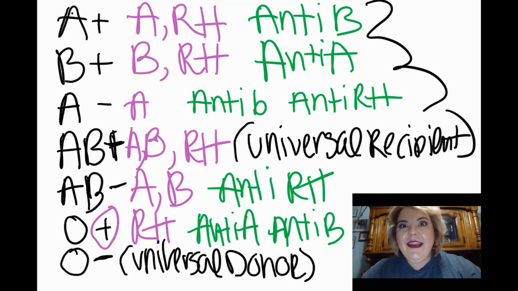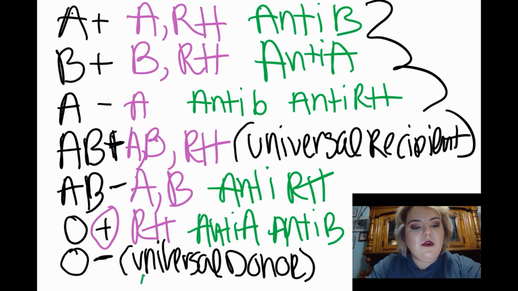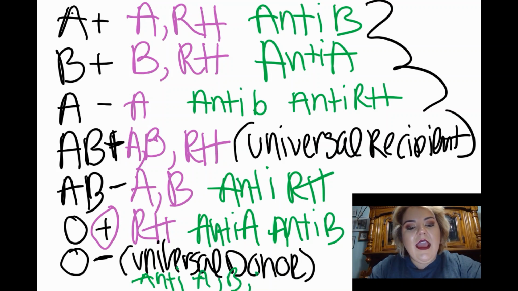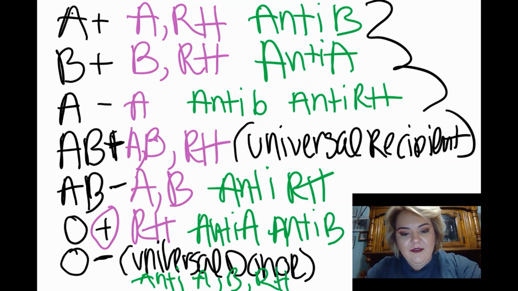But one thing that's not cool about O negative blood is that it can only receive itself. Since it doesn't have any antigens, it has antibodies to everything. I'm just going to write it under here. So anti-A, anti-B, and anti-RH. So the only thing that it can receive is O negative.